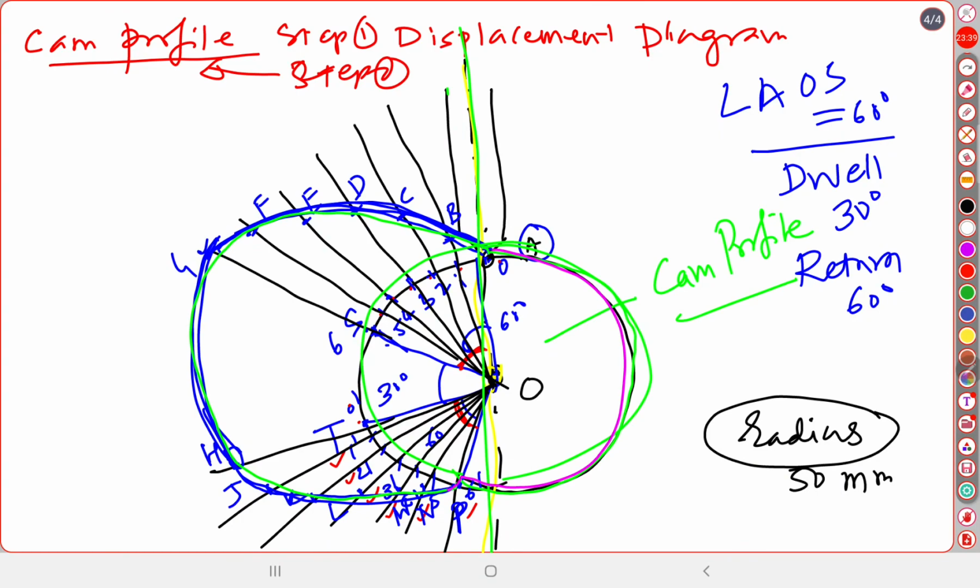So, here if you darken it again, you will see that the picture of the cam is coming like this. So, this is a very simple problem that I hope you understood.